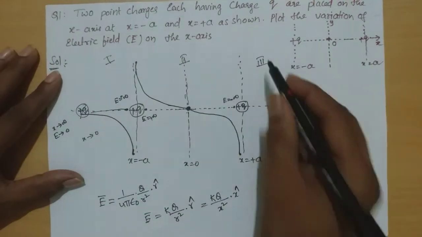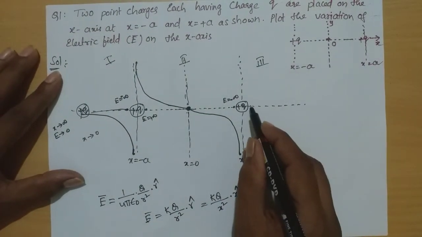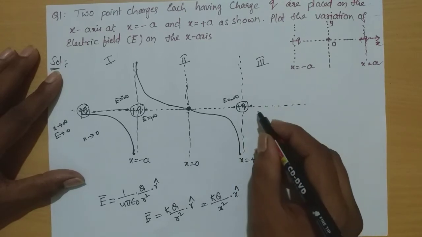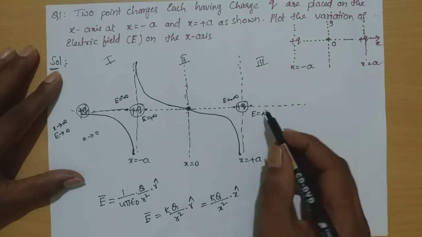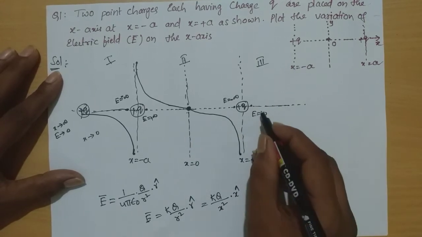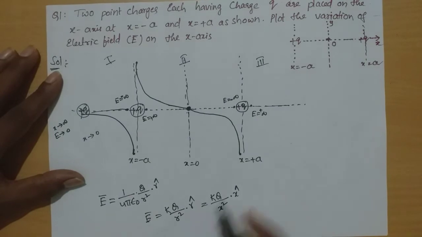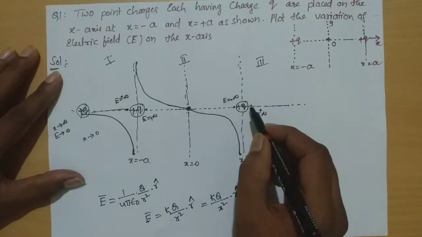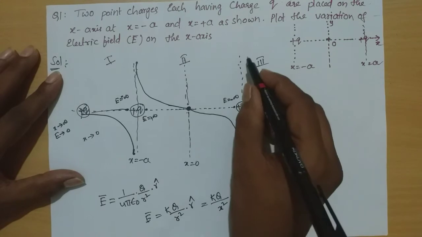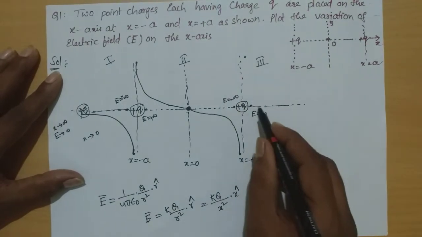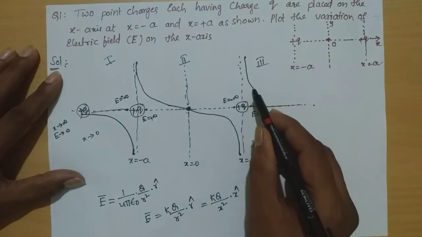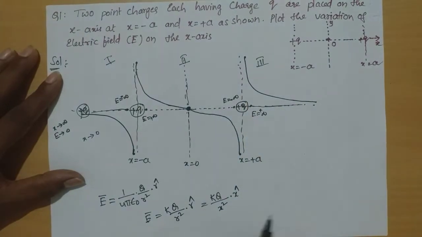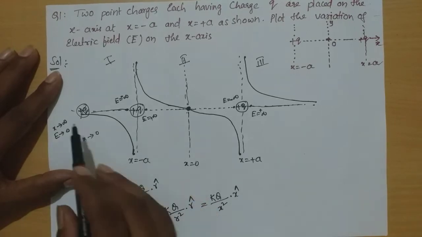Now come to see the third region, on the right side, very near to this one. Very near to this one the electric field is infinity. We are going in the positive direction, which means the electric field is also positive. So the electric field is infinity very near to this charge, and if you are going away from this charge, the electric field decreases and becomes 0. Okay, like this we have to plot the variation of electric field on the x-axis.